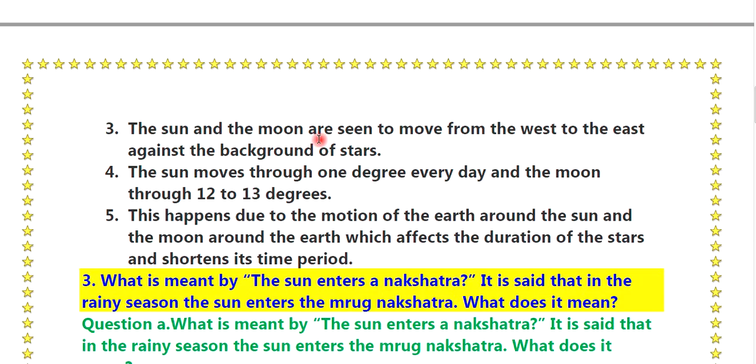Third point. The sun and the moon are seen to move from the west to the east against the background of stars. Fourth point. The sun moves through 1 degree every day and the moon through 12 to 13 degrees. Fifth point. This happens due to the motion of the earth around the sun and the moon around the earth, which affects the duration of stars and shortens its time period.